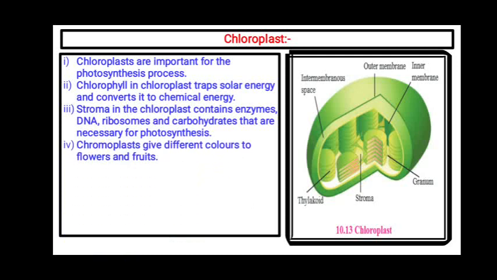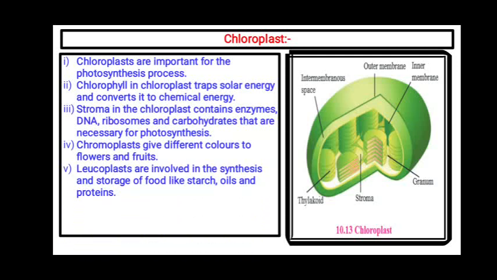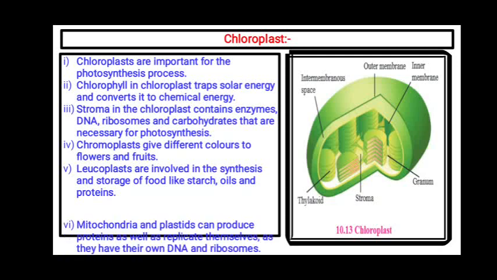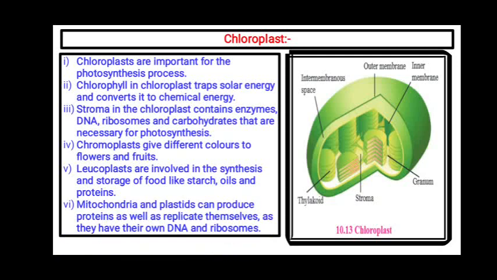Chromoplast gives different colors to flowers and fruits. Leucoplasts are involved in the synthesis and storage of food like starch, oils and proteins. Mitochondria and plastids can produce proteins as well as replicate themselves as they have their own DNA and ribosomes. So because of the presence of DNA, mitochondria and plastids can replicate themselves.